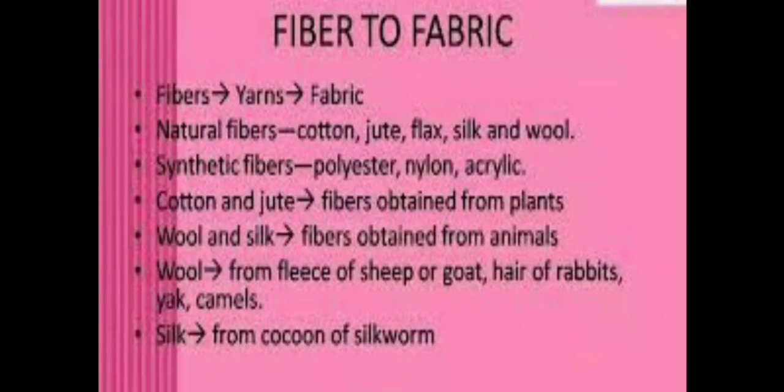Wool comes from the fleece of sheep or goat. Fleece means a thin outer layer of the skin with the hair. So that upper layer of skin, along with the hair, is called fleece. And you are going to learn this. And hair of rabbits, yak, camels. Silk is obtained from the cocoon of the silkworm. So these are the main topics covered in this chapter.